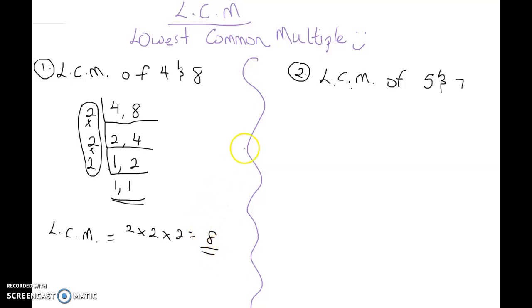So let's jump into the second question. Finding the LCM of 5 and 7. Same procedure. 5, 7. Put your division sign. Now, is there any common number that can go into 5 and 7? Well, no, there isn't. So what we're going to do is work with each number separately.